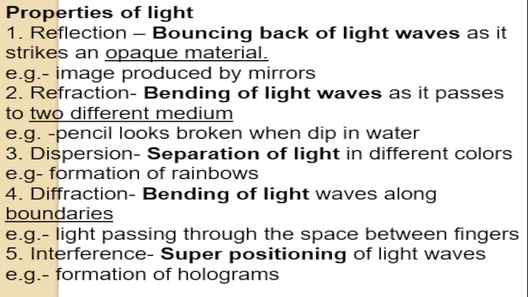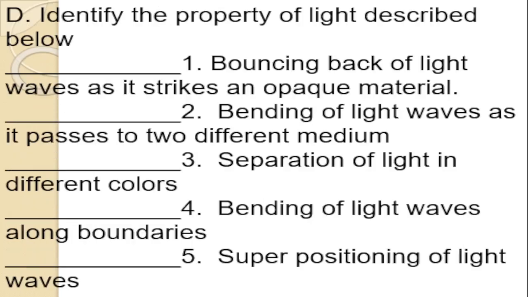Diffraction refers to the bending of light waves along the boundaries. Example of this is when you look at the light that passed through the spaces between your fingers. When you put your hand in front of a light source, say for example a fluorescent lamp, and you look at the spaces between them, you will notice that light bends as it passes through the spaces between your fingers. Interference refers to the superpositioning of light waves. Example of this is the formation of hologram. Okay? So these are the properties of light that you need to know.